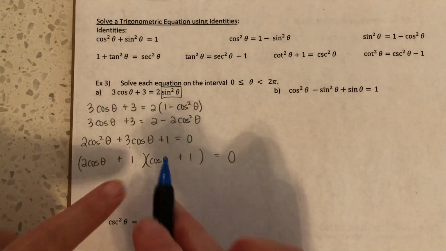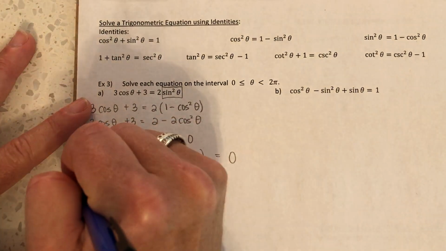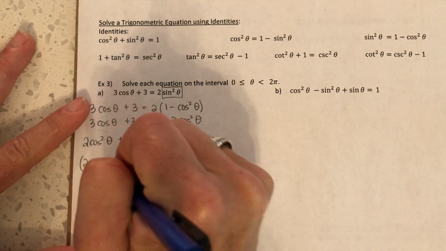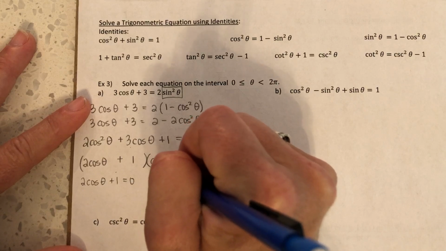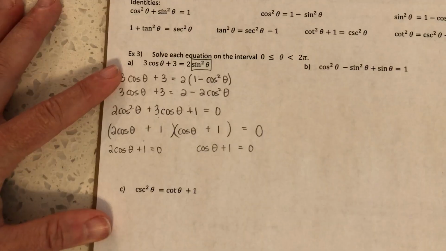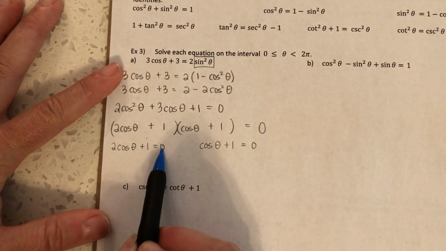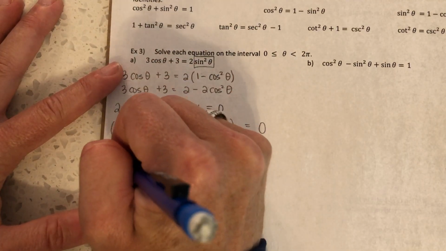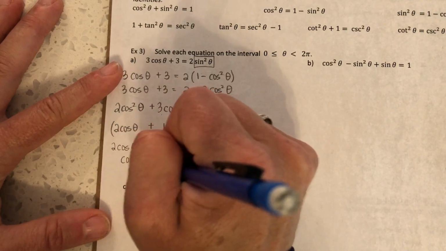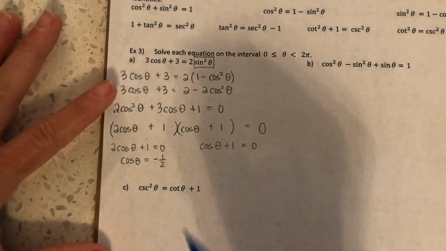All right, once we factor it, we set each factor equal to 0. So what's going to make 2 cosine theta plus 1 equal 0? Solve this for cosine theta: minus 1, divide by 2, and you are left with the statement cosine theta equals negative 1/2. All right, let's work the quadrants.